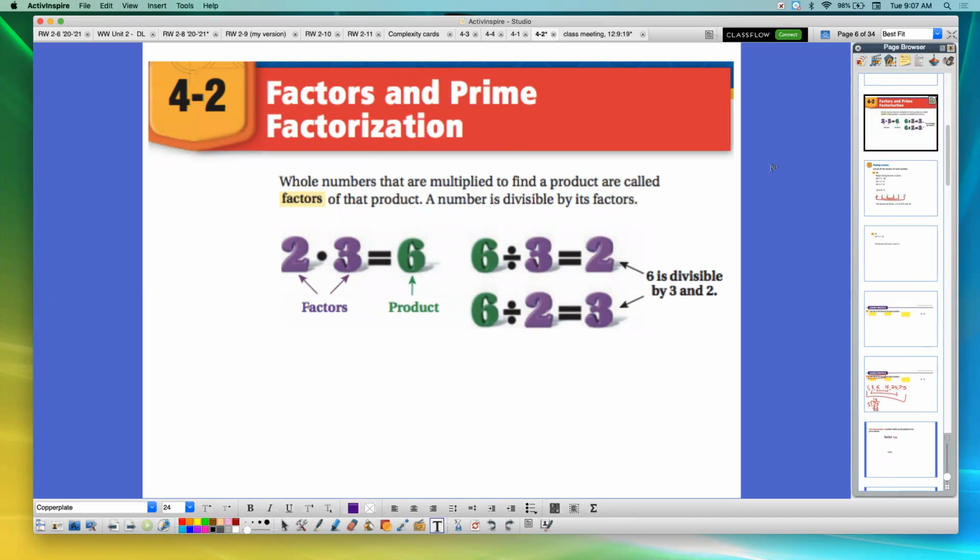All right, so we're looking at what I like to call factor trees. If you take 2 times 3, you can get 6. So those are the factors, 2 and 3, and the product, or the answer, is 6. Notice you can also divide: 6 divided by 3 is 2, 6 divided by 2 is 3. So basically, if you have those 3 numbers, you can multiply and divide them in a lot of different directions to get the same answer. The important thing to know for today is what a factor is. Two numbers that are multiplied together to get an answer or a product are called factors.